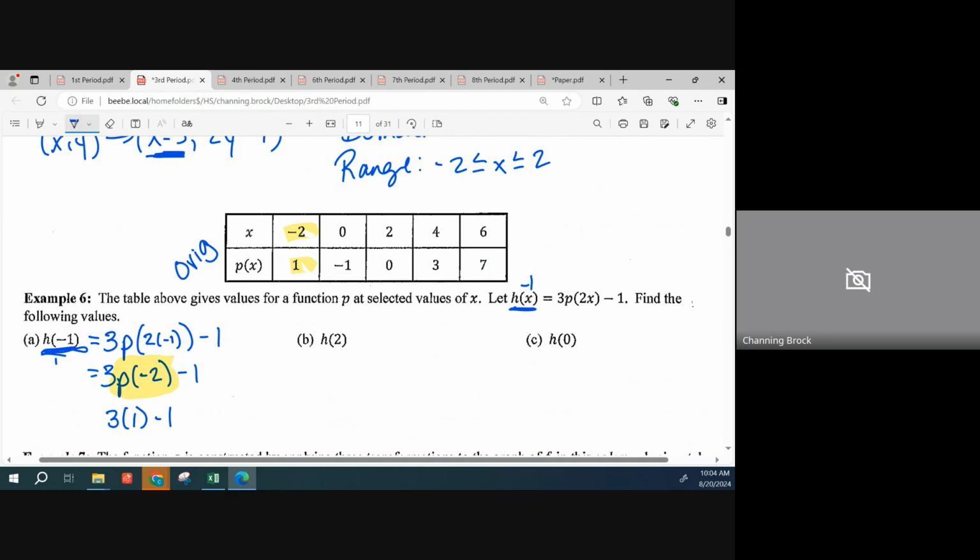Do you see how we're working inside out and not outside in? That's the difference in this question and the other ones that we've done. So 3 times 1 minus 1 equals 2. So my answer here is 2.